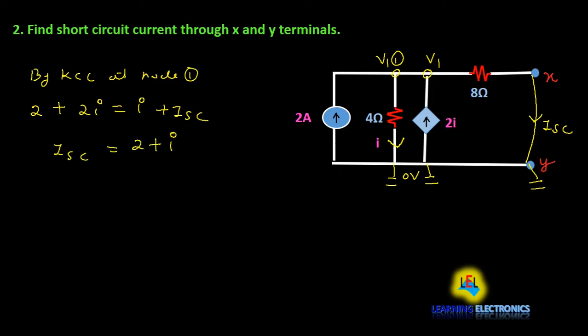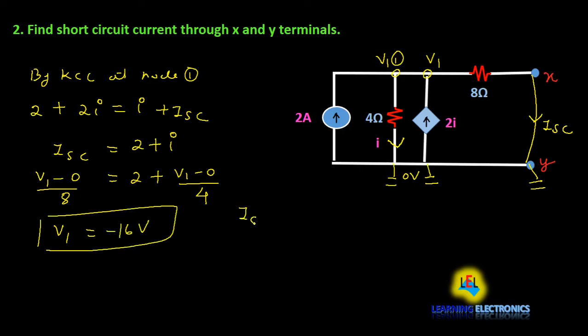Now ISC will be equal to V1 minus 0 divided by 8, because ISC is flowing through this 8 ohm resistor, is equal to 2 plus I. I is equal to V1 minus 0 divided by 4. When we solve this equation, we get V1 is equal to minus 16 volt. So the short circuit current ISC will be equal to V1 upon 8. When we put the value of V1 here, we get minus 16 divided by 8, which is equal to minus 2 ampere. So the short circuit current through X and Y terminals is equal to minus 2 ampere.